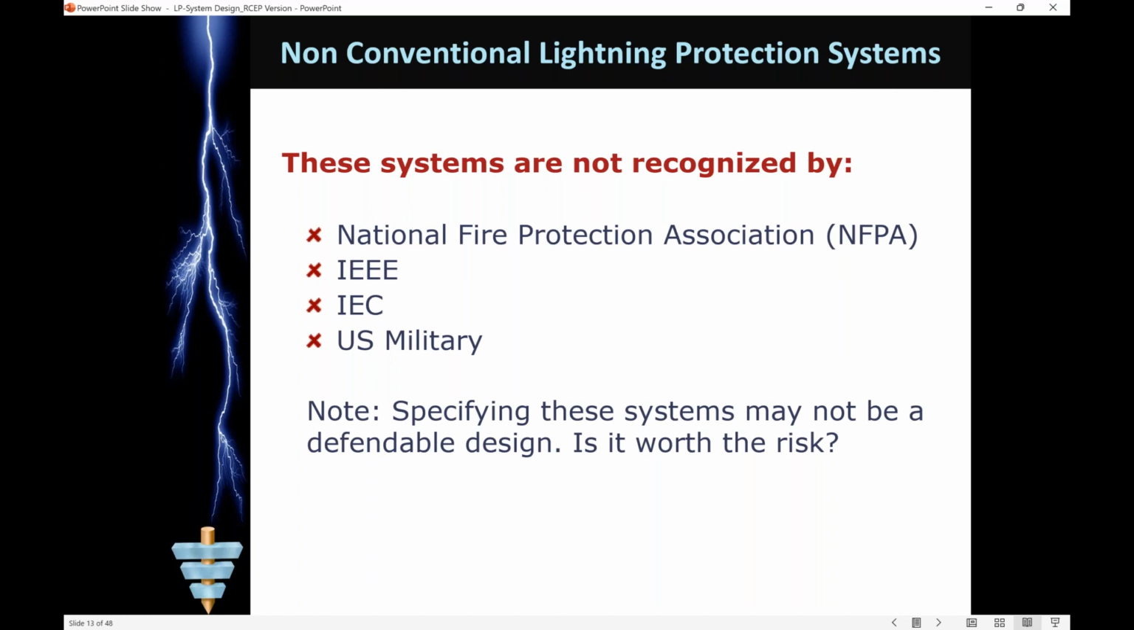These systems that we were just talking about, they're not recognized by NFPA, IEEE, IEC, or the U.S. military. So specifying these systems may not be a defendable design. So it's just something to think about when you're creating specifications for these systems.